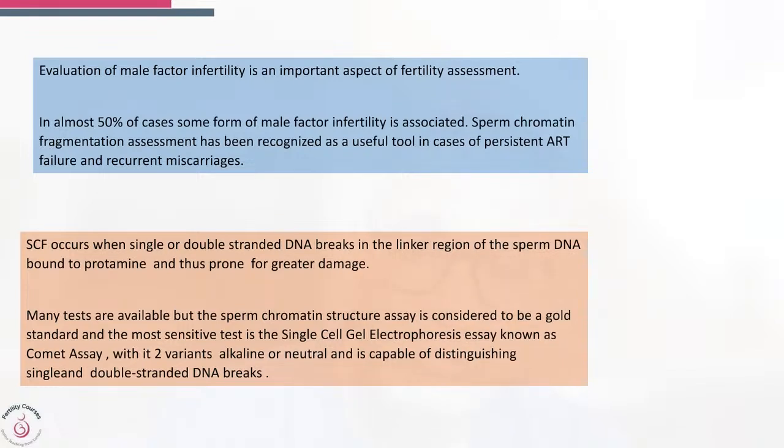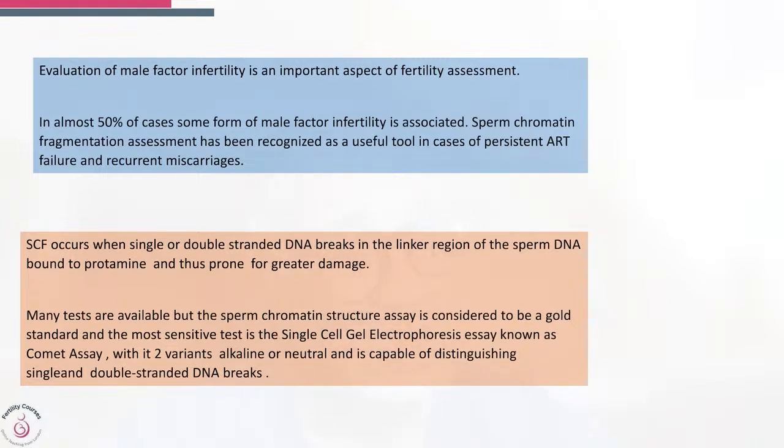The question is how? How do we effectively measure male factor infertility? In about 50% of cases, some form of male factor infertility is associated with sperm chromatin fragmentation assessment. And this has been recognized as an important tool in implantation failures and miscarriages. Now, if you look at sperm fragmentation, it occurs when a single or double-stranded DNA breaks in the linker region of sperm DNA, bound to protamine, and thus causes more damage. So in simple terms, you're looking at disruption of the DNA in sperm.